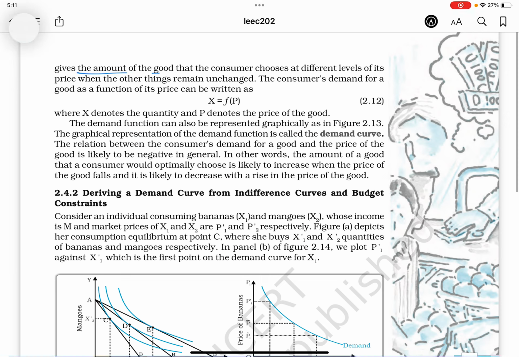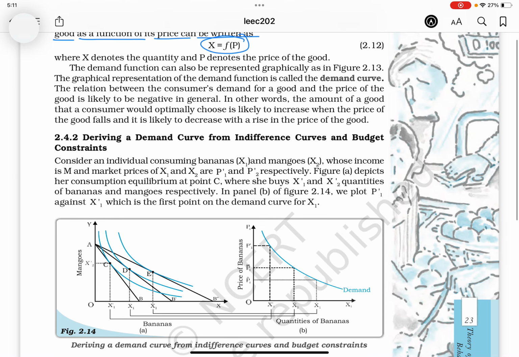The demand function gives the amount of the good that the consumer chooses at different levels of its price when the other things remain unchanged. The consumer's demand for a good as a function of its price can be written as x is equal to f(p), where x denotes the quantity and p denotes the price of the good. The demand function can also be represented graphically, as in figure 2.13. The graphical representation of the demand function is called the demand curve.